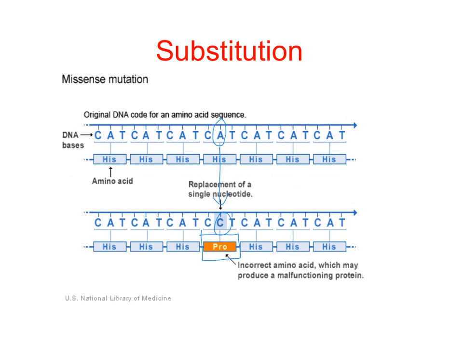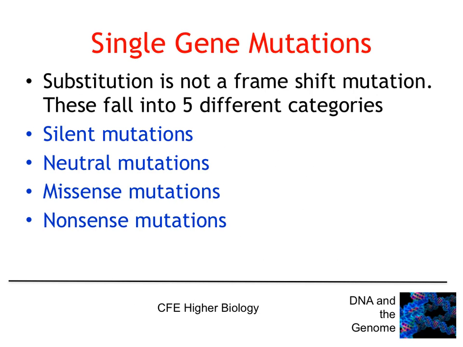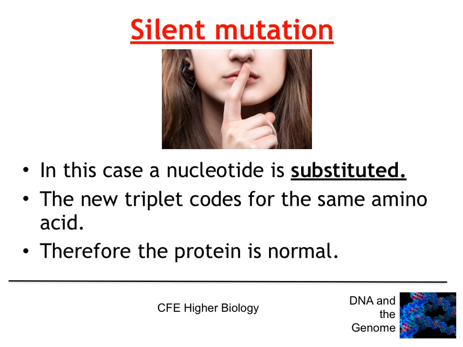There are different types of substitution, and we'll go on to have a look at those different types. So these substitutions are not frame shift mutations, but they fall into these categories. I've got 5 here, but I only want to say 4. These 4 that are here: silent mutations, neutral mutations, missense mutations, and nonsense mutations. So we'll go on to have a wee look at these. So, a silent mutation.